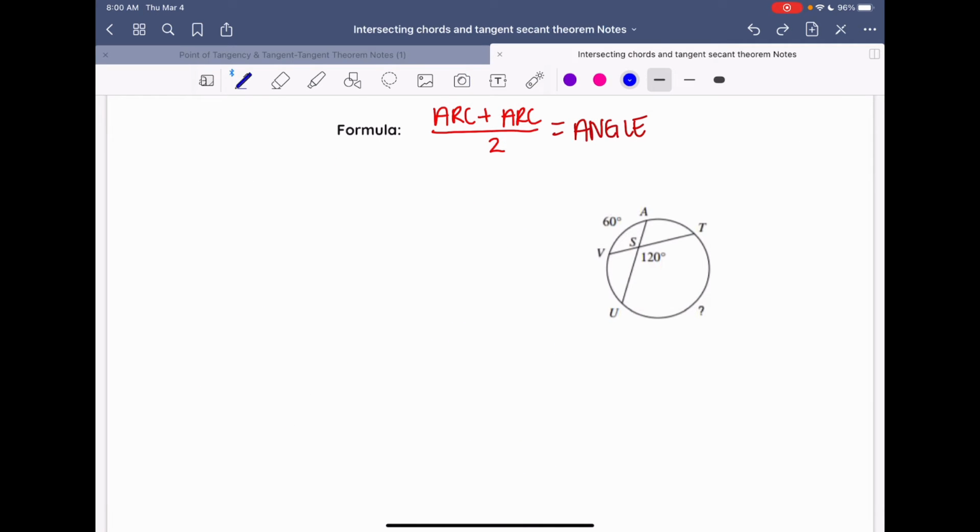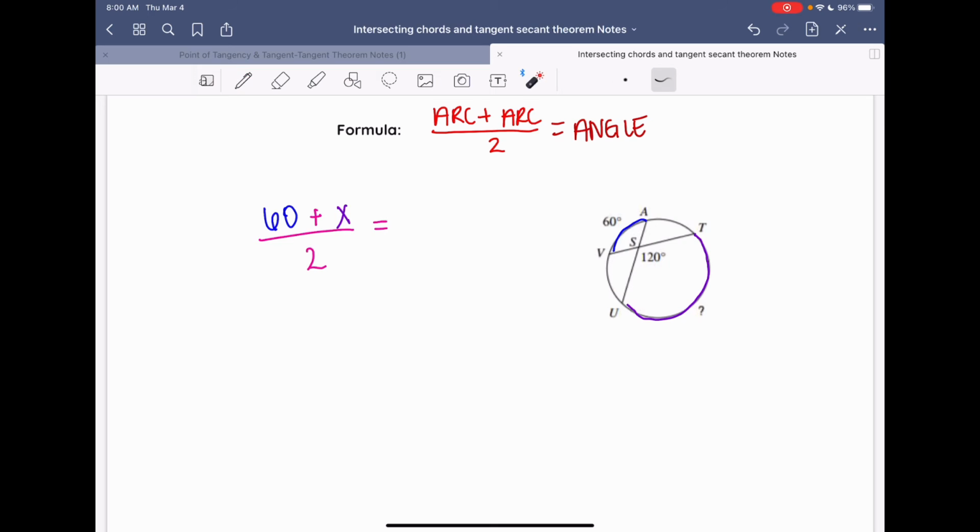Here is another example for intersecting chords, except instead of solving for the angle, we're now solving for the arc measure. We can still use the same formula. However, instead of plugging in arc measures, I'm going to use a variable. My first intersecting arc is the 60-degree arc right there. In my formula, I'm going to have 60 plus, and then my unknown arc is this one right here, this question mark. So I'm going to put an x in its place. And all of that is being divided by 2 and set equal to our angle measure.